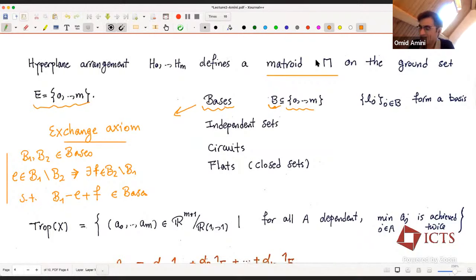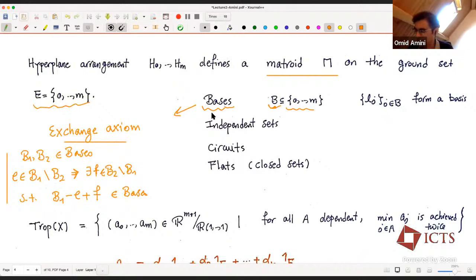A matroid is a combinatorial structure defined on some ground set 0 to M, and it has a collection of subsets of 0 to M which are called bases. This collection of bases verifies the exchange axiom. But as I said, usually a matroid comes with actually a collection of other subsets. For example, once you have fixed bases, then you can define a collection of independent sets.